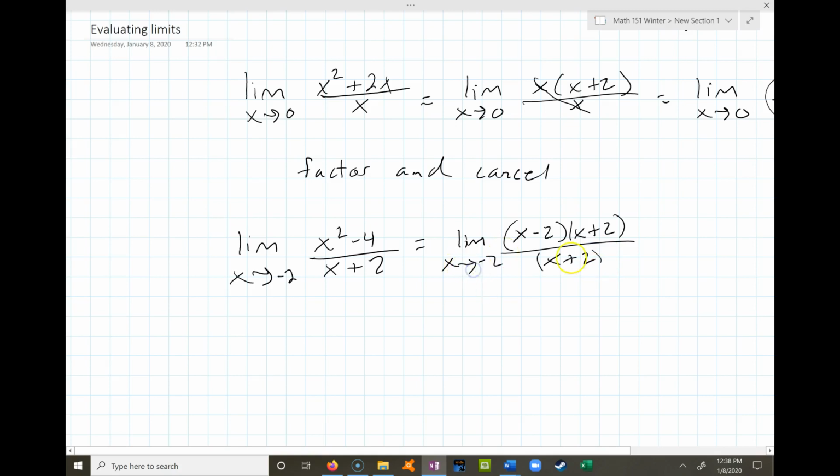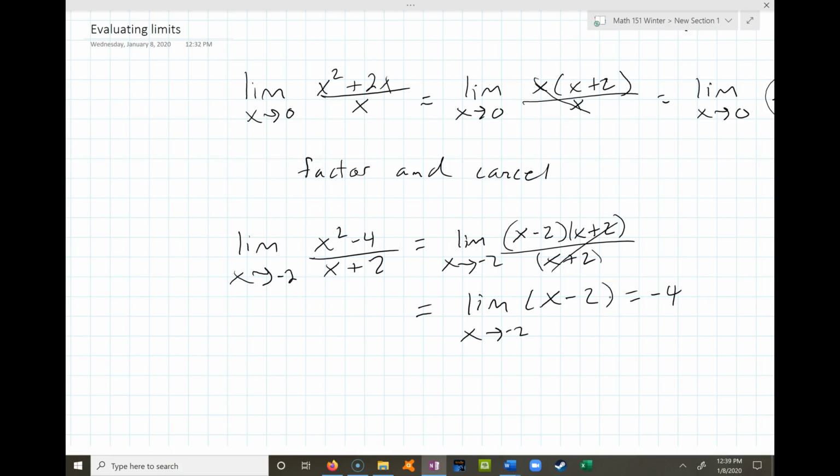then I can go ahead and cancel those, and I'm left with the limit of x minus 2 as x approaches negative 2. And again, if we're asking ourselves, as x gets closer and closer to negative 2, this expression is getting closer and closer to negative 4. The closer x gets to negative 2, the closer this expression gets to negative 4.